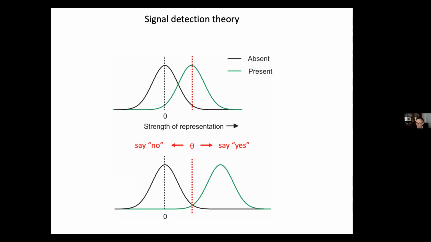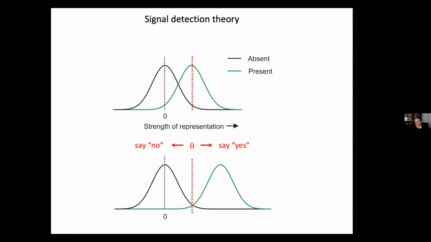You can also influence it by, for instance, punishing misses more than punishing false alarms. If you punish misses more, then you're going to have a low threshold. If you punish false alarms more, then you're going to get a higher threshold. So all these things have been described many years ago by the signal detection theory.